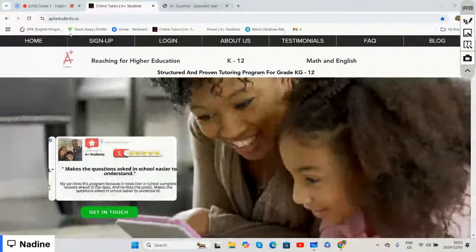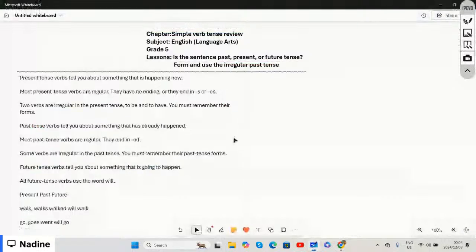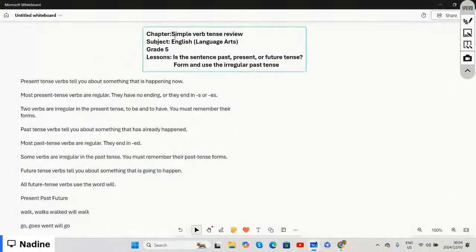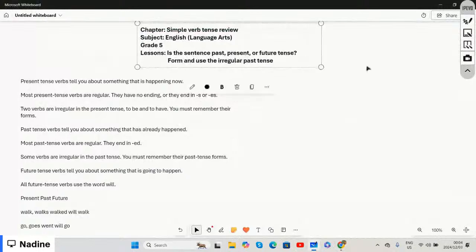Then we're going to scroll down until we get to our chapter of simple verb tense. So it's basically like a review, a simple verb tense review on the verb tenses. So our chapter is simple verb tenses, or simple verb tense review. Our subject is English language arts. We're doing grade 5.